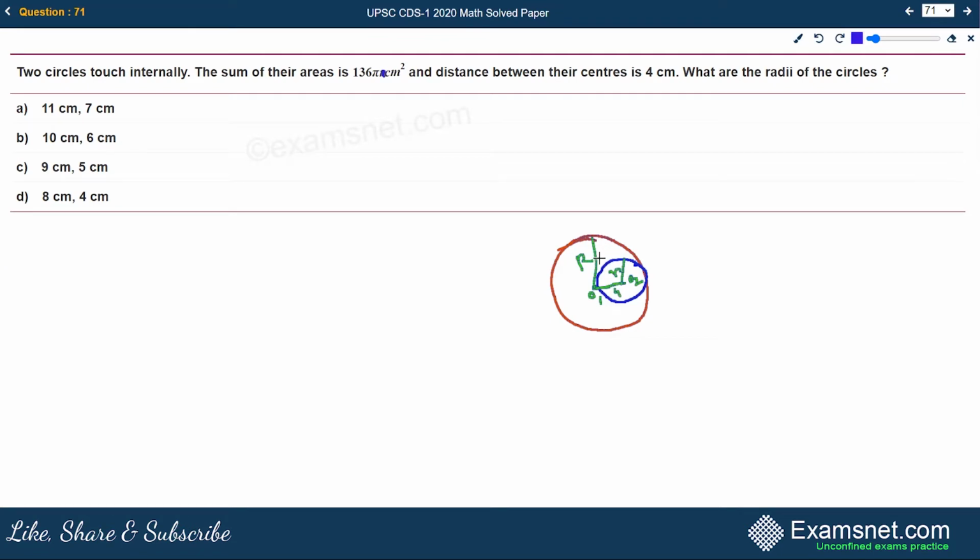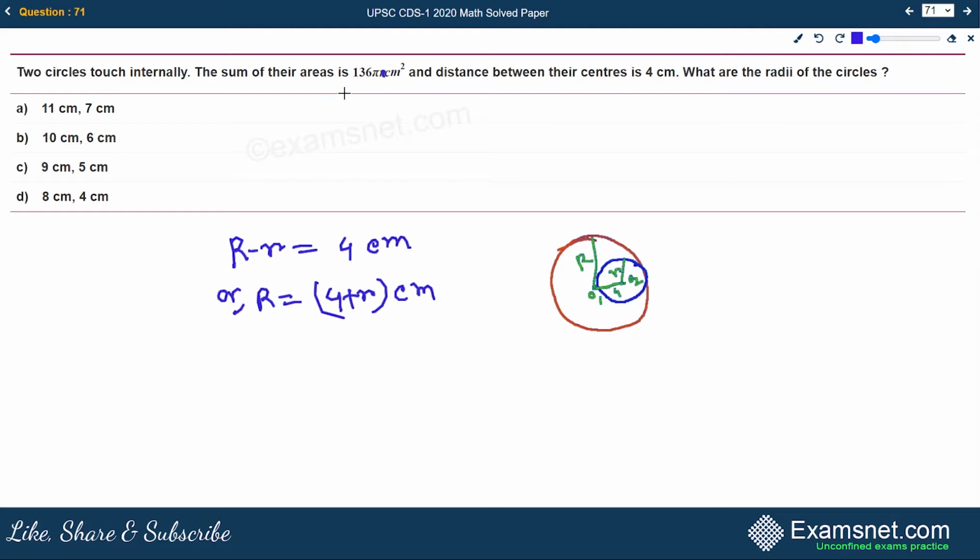Capital R is the radius of the larger circle, and the small r is the radius of the smaller circle. O1, O2 are the centers of the larger circle and smaller circle respectively. So here, since the distance between their centers is 4 centimeter, that means capital R minus small r is 4 centimeter. So from here, I can write capital R equals 4 plus r centimeter. Now, the sum of their areas is 136 pi, right?